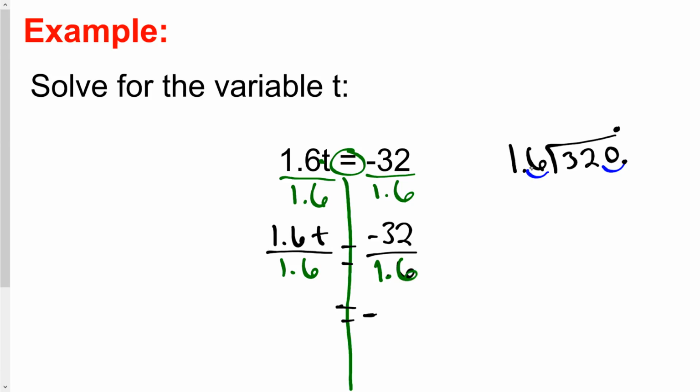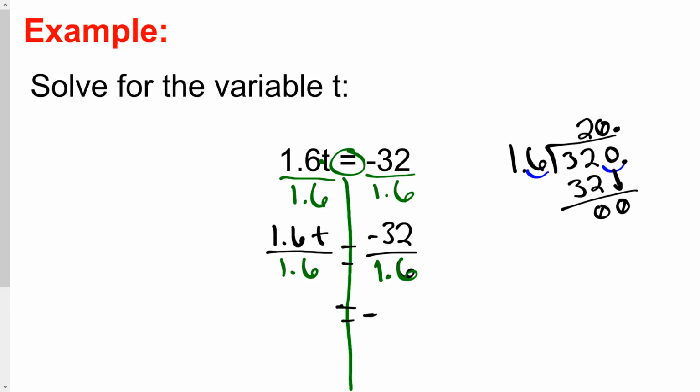So how many times does 16 go into 3? Well, it doesn't. How many times does it go into 20, though? It goes twice. 2 times 16 is 32. Bring down a 0, and then drop another 0. 16 does not go into 0, though. So 20, and we're done.